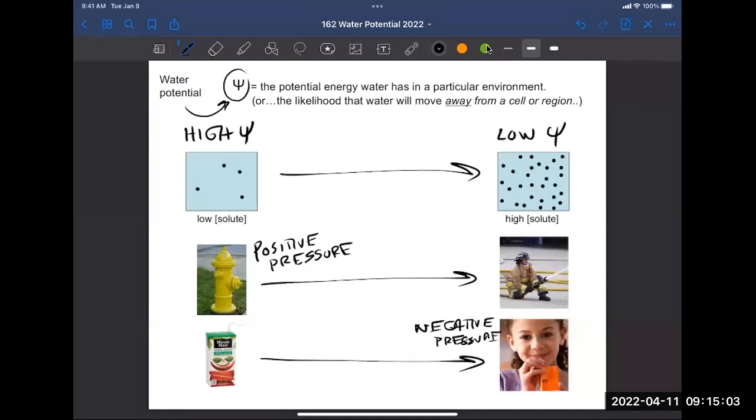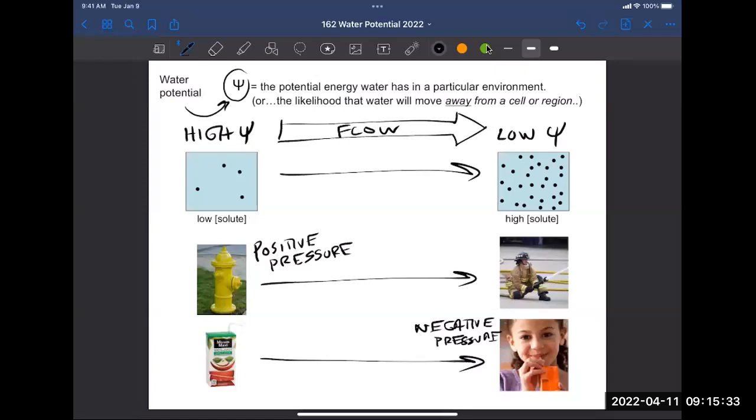So in every case here, everything over in this first column, those are examples of things where the water potential is high, either because of solute or because of pressure. And then over here we have situations where we have a lower water potential, and in every case the water is going to move from high to low. So keep that in mind, right? The flow of water is always from a region of high water potential to a region of low water potential.